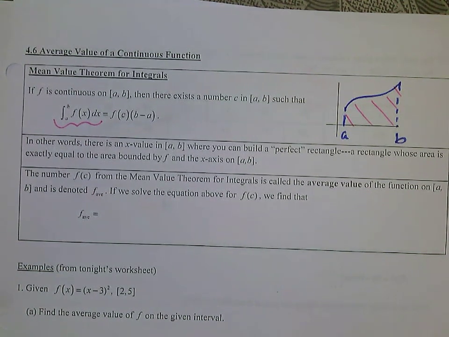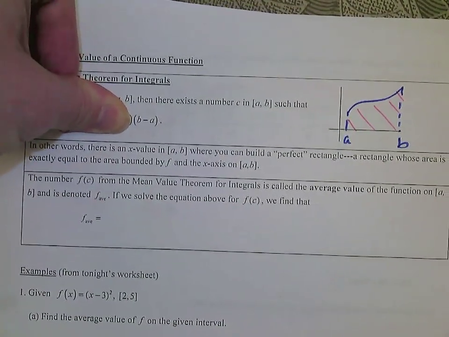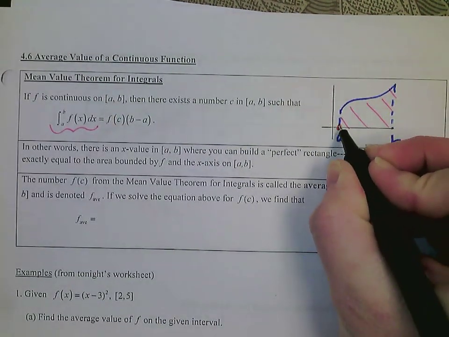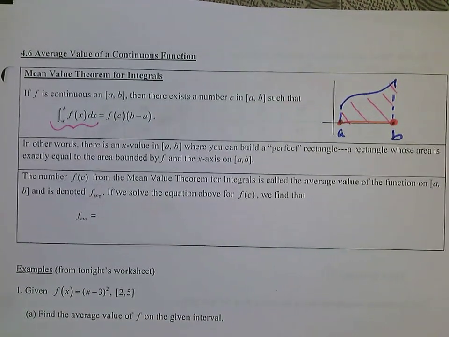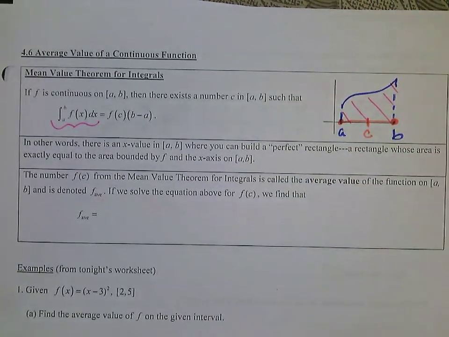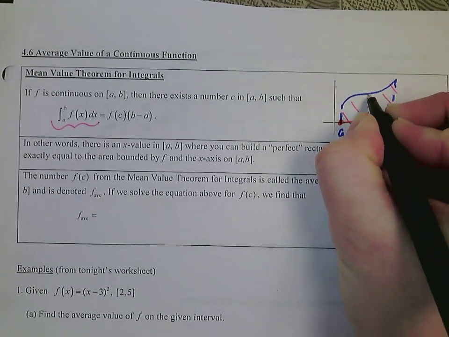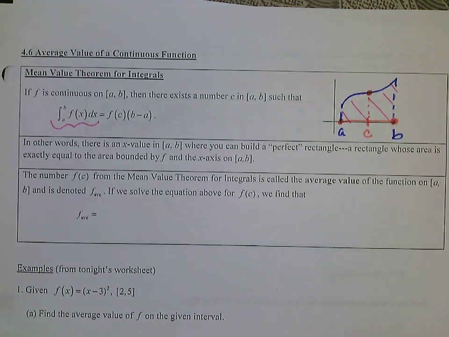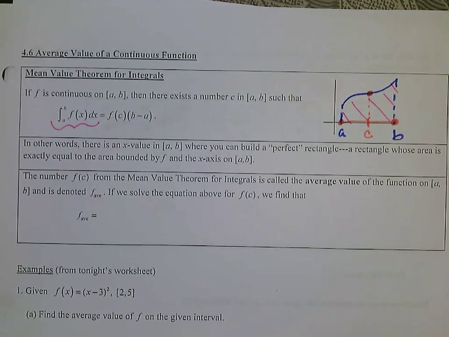Well, let's start with the B minus A. What is B minus A going to give me? The width of the interval. So B minus A is that length. If I multiply that times some number, f of C, let's say C is here, what would f of C represent? A height. So what am I doing? Well, I'm multiplying a base times a height.